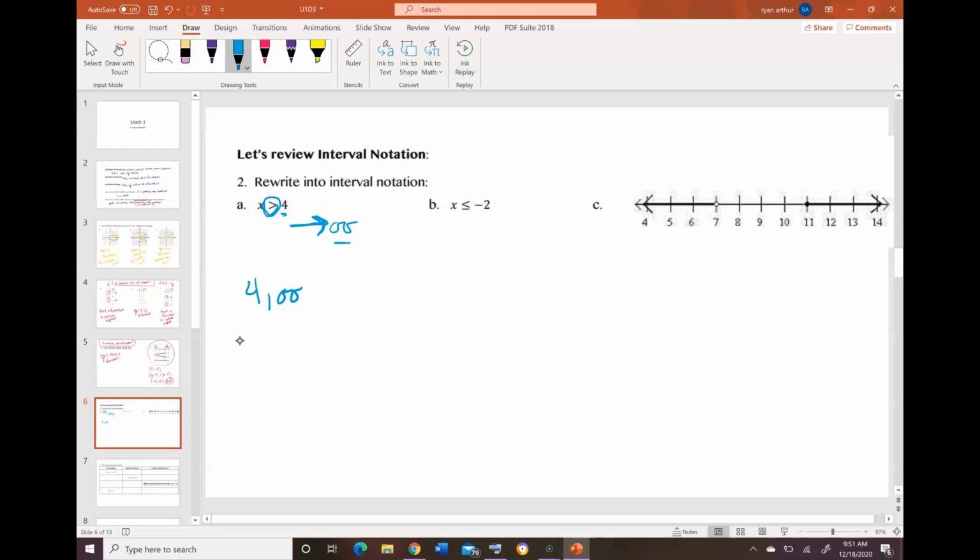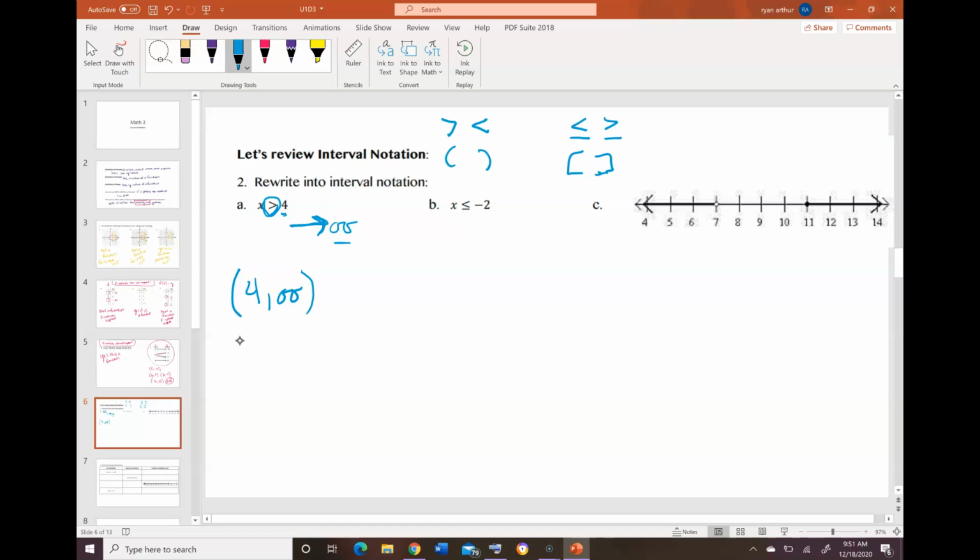Now, infinity always has parentheses. I want to talk about this less than, and this greater than, and then this less than or equal to. If you have a less than or a greater than, that is parentheses. If you have a less than or equal to or a greater than or equal to, that is brackets. So you see how this is just a less than? That means 4 is going to get a parentheses.